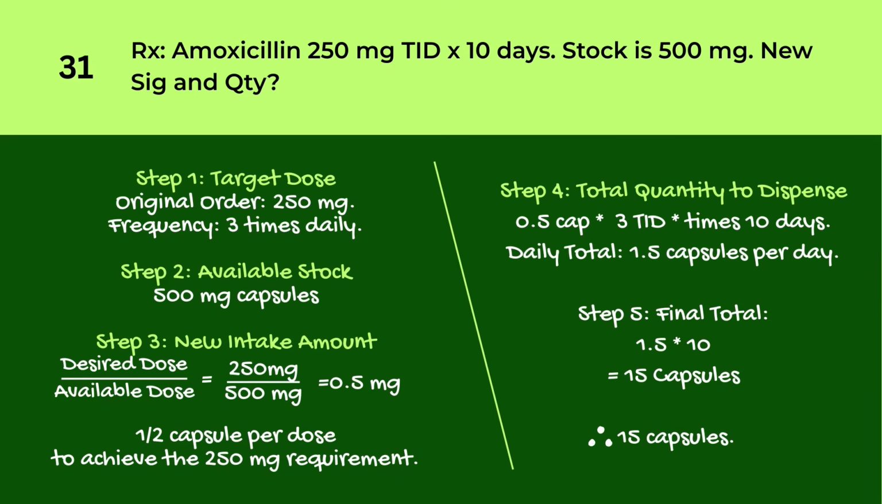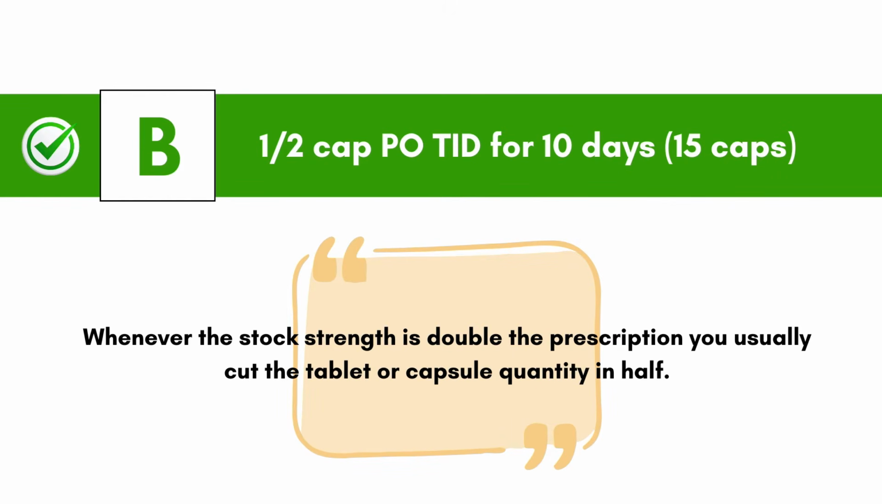Step 4 involves calculating the total count. We need half a capsule, 3 times a day, for 10 days. That is 0.5 times 3 times 10. Lock that in. The math gives us a total of 15 capsules. Spot on. Option B is correct. The SIG is 1/2 cap by mouth 3 times daily for 10 days, dispensing 15 capsules. Whenever the stock strength is double the prescription, you usually cut the tablet or capsule quantity in half.